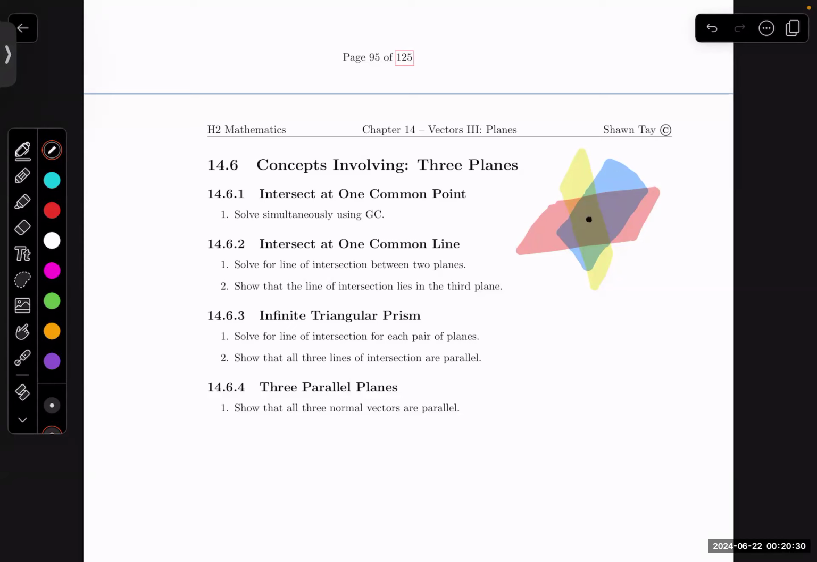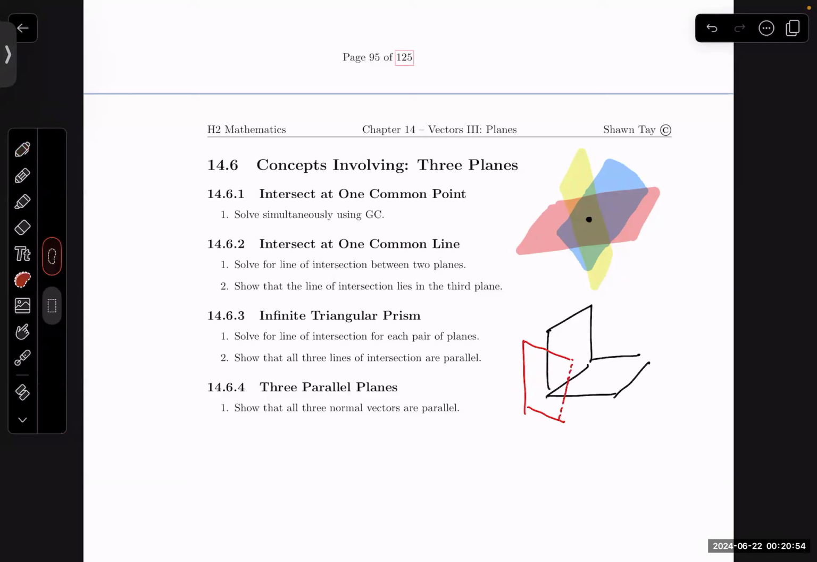Think of it like this. Open book. Then I cut the book slanted, like this. I'll try my best. Like this.